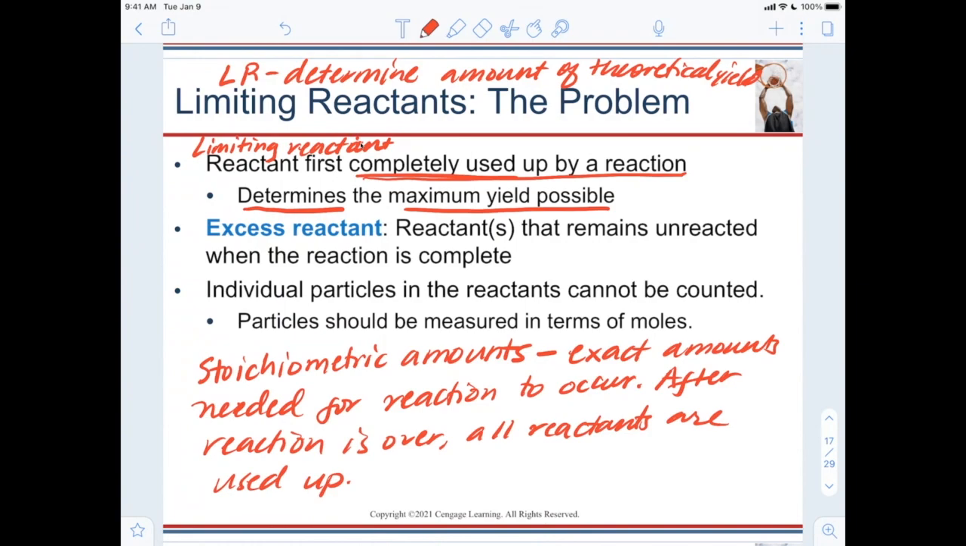But if you deviate from these amounts, you start to have an imbalance. You have too much of one, too little of the other. So when you have too much, that's when you have the excess reagent. When you have too little, you have the limiting reagent. Okay? So in that context, the excess reactant is the reactant that remains unreacted when the reaction is complete.